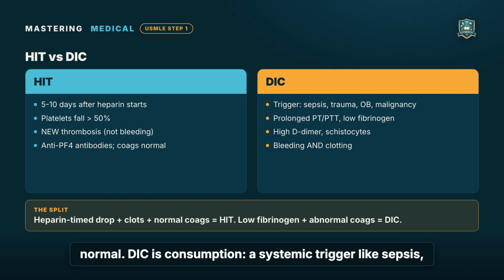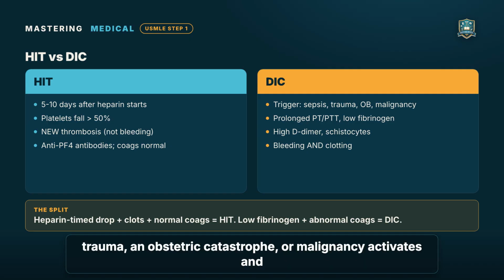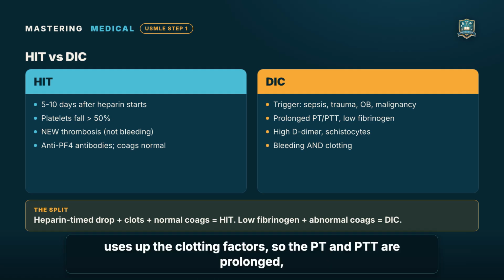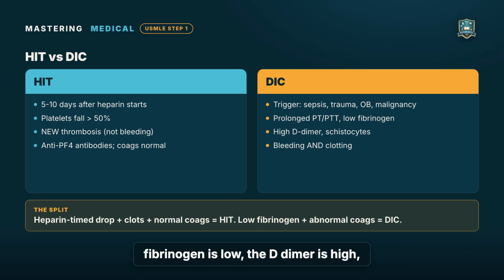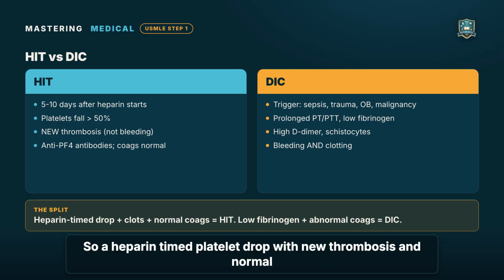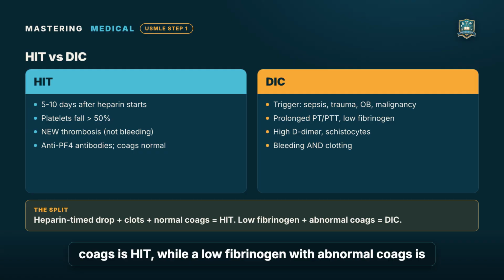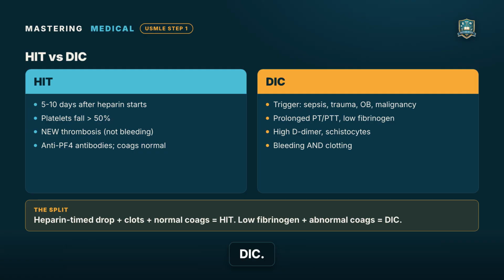DIC is consumption. A systemic trigger like sepsis, trauma, an obstetric catastrophe, or malignancy activates and uses up the clotting factors. So the PT and PTT are prolonged, fibrinogen is low, the D-dimer is high, and the patient both bleeds and clots. So a heparin-timed platelet drop with new thrombosis and normal coags is HIT, while a low fibrinogen with abnormal coags is DIC.